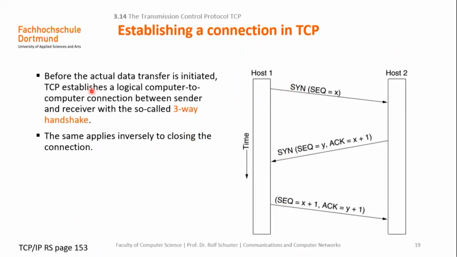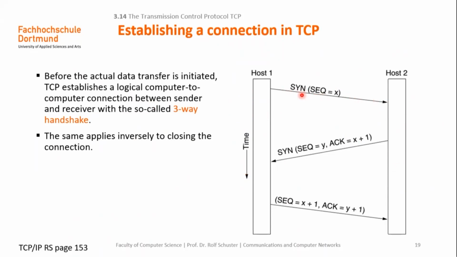In the three-way handshake, before the actual data transfer is initiated, TCP establishes a logical computer-to-computer connection between sender and receiver. Remember that there is a transmit state machine here, a receive state machine here, a transmit state machine here, and a receive state machine here. But the two pairs of state machines are synchronized, or establish the logical connection, with only 3 segments.